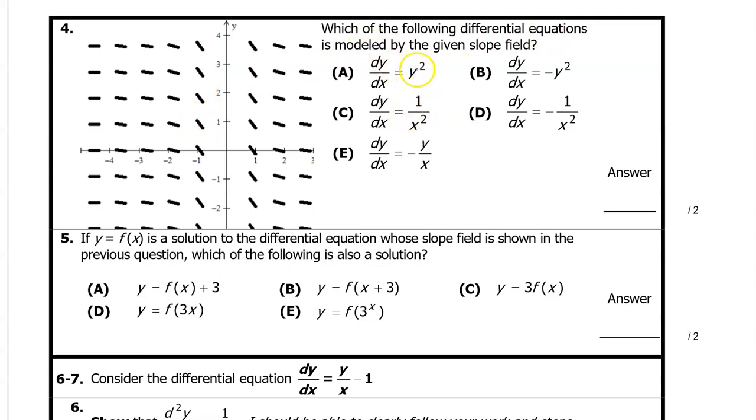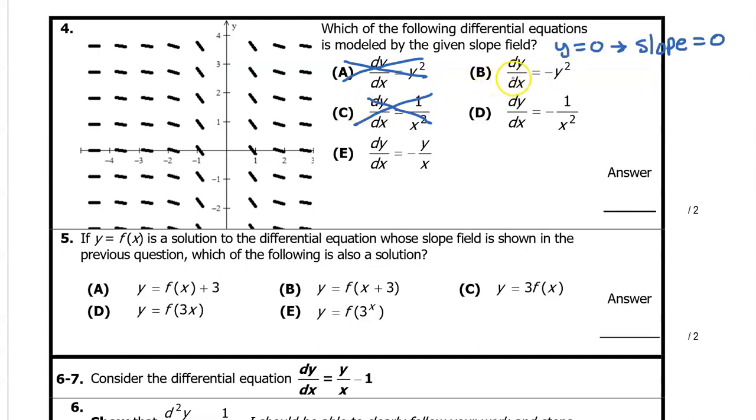Well, looking at option A, y squared is always positive, so there would be no negative slopes, and I do see plenty of negative slopes around, so A cannot be the answer. 1 over x squared is also always positive, so for the same reason, it cannot be C.